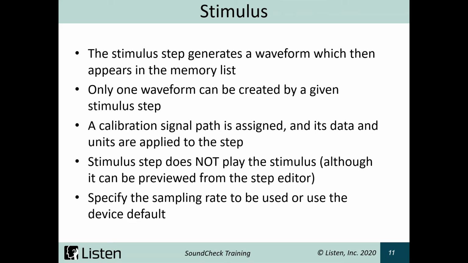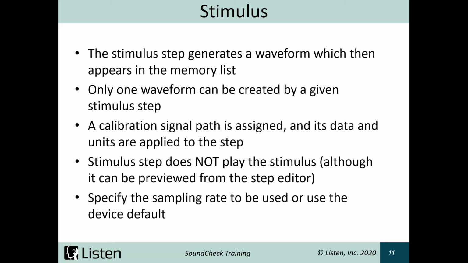We're skipping over hardware and calibration in this. We're assuming that we know how to set up our physical devices and calibrate them. But it's important to know that when you choose a stimulus step, we're assigning it to a calibration output signal path. Whatever EQ is available on that step, whatever units and the sensitivity are going to be carried over from that calibrated output signal path.